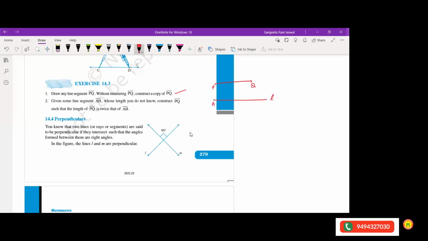Now, how will I make a copy of this? With my compass, I will measure P and Q. I will keep my compass pointer at P and pencil at Q. I'll pick up that compass, keep my needle at point A now, and make an arc on this line. So this point becomes point B, and this measurement will be the same. So I can say PQ is equal to AB. That means AB is a copy of PQ.